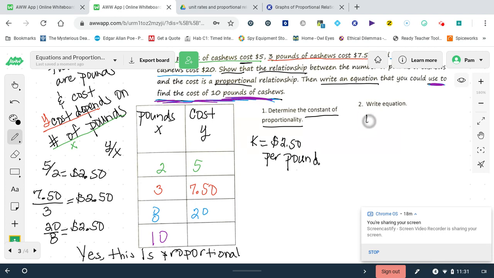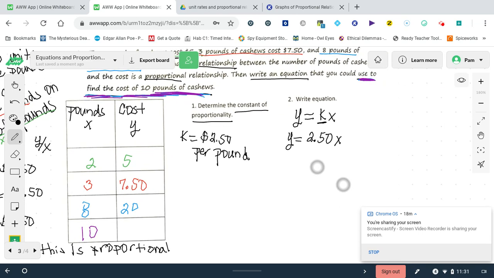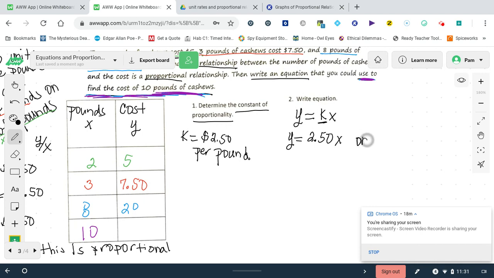When you write the equation, it's always in the form y equals kx. So all you're going to be doing is replacing k, basically. So you're going to end up with y equals 2.50x. Now, you don't have to put the 0. Some of you are just going to write y equals 2 and 5/10 x. And that's absolutely fine if that's what you do. It's up to you.